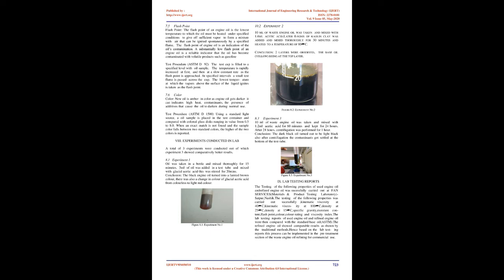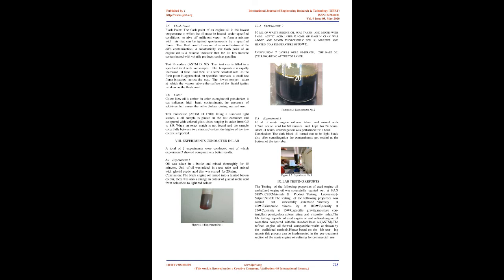Test procedure: ASTM D92. The test cup is filled to a specified level with oil sample. The temperature is rapidly increased at first, and then at a slow constant rate as the flash point is approached. At specified intervals a small test flame is passed across the cup. The lowest temperature at which the vapors above the surface of the liquid ignite is taken as the flash point.